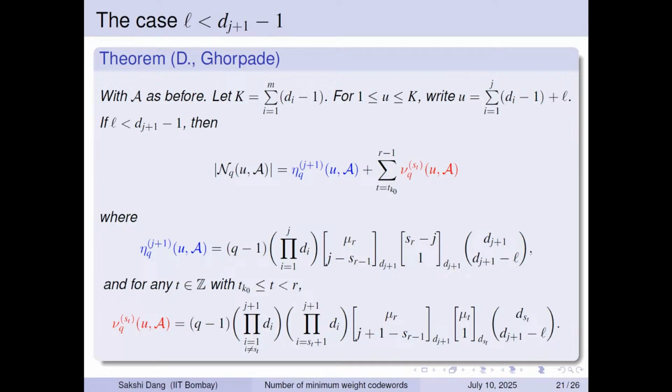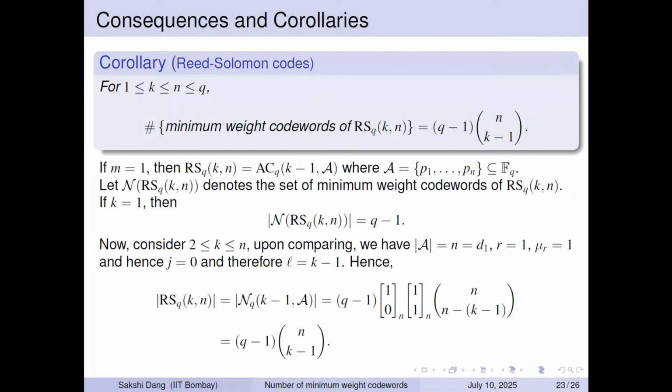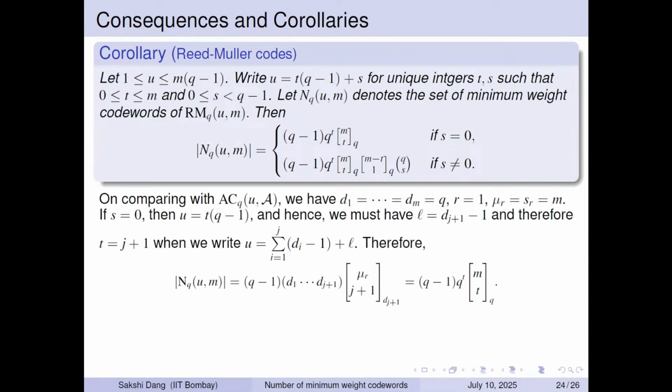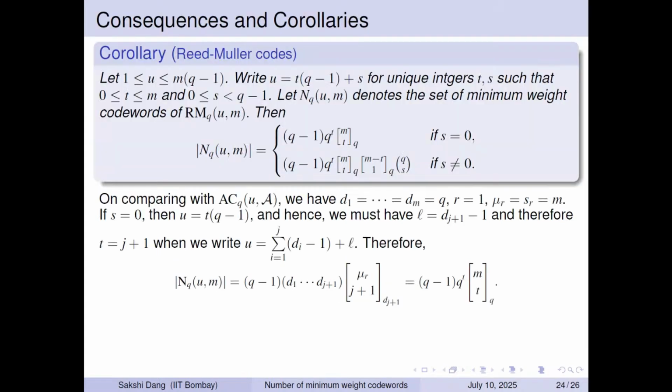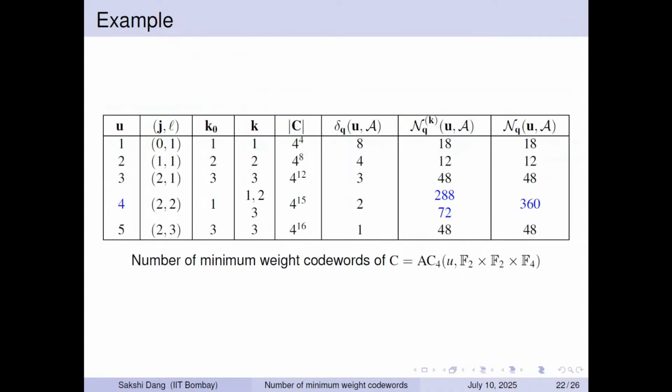As a corollary, we deduce the results for the Reed-Solomon code from our result just by substituting the values. Similarly, for Reed-Muller codes, we substitute the values in our formulas and we obtain the result. Yeah, there's an example here.